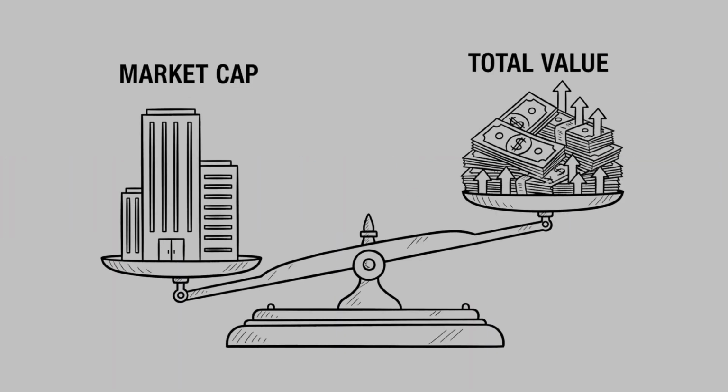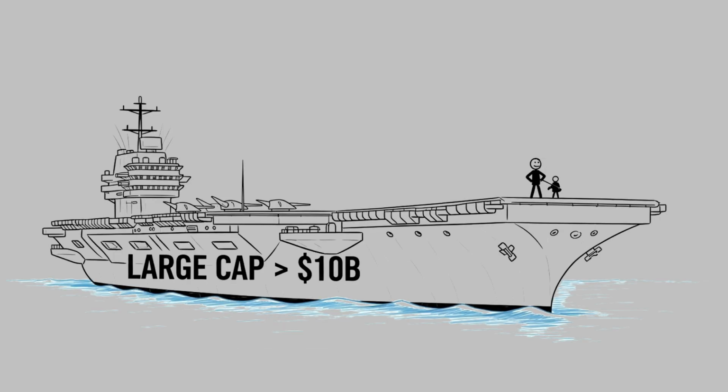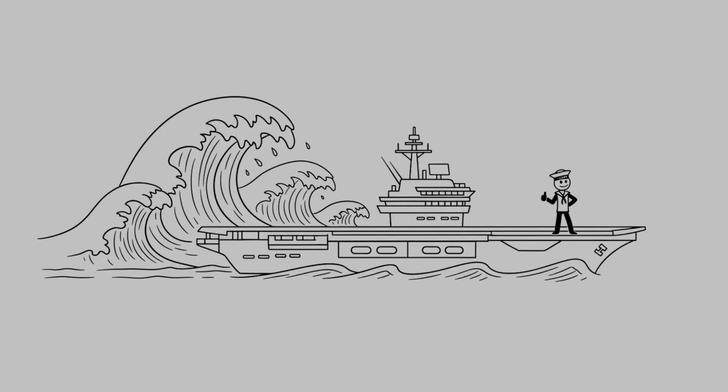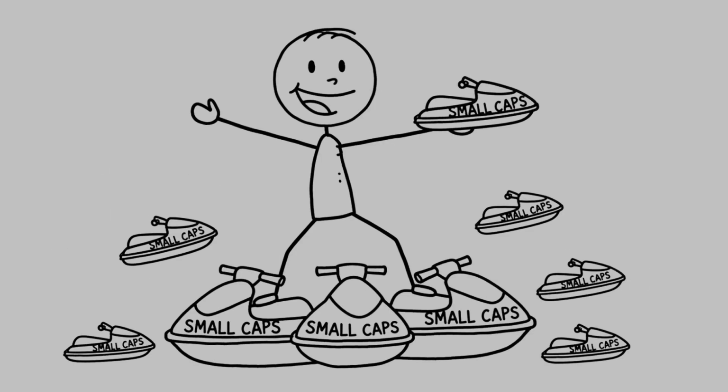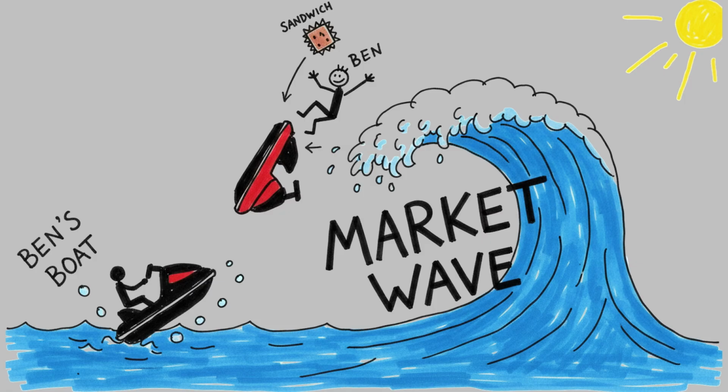Term 9, market cap. Market cap is simply the total weight or value of the company. Large cap companies worth over $10 billion are the aircraft carriers. They are stable and slow but nearly impossible to sink. Small cap companies worth less than $2 billion are the jet skis. Fast and exciting, but one wave of bad news flips them over. Ben used to only buy jet skis. After one market wave, he lost his boat and his lunch. Smart investors balance their fleet.